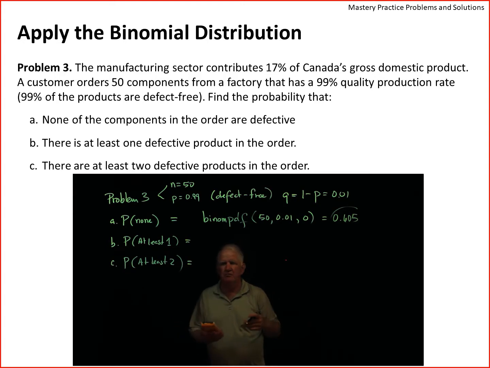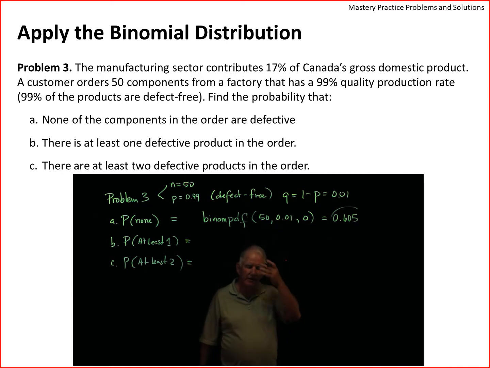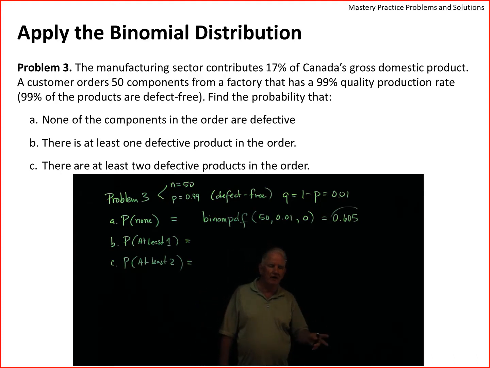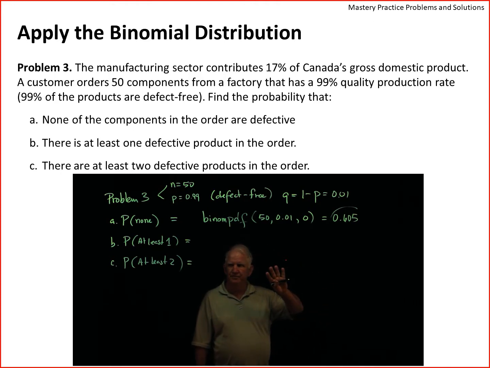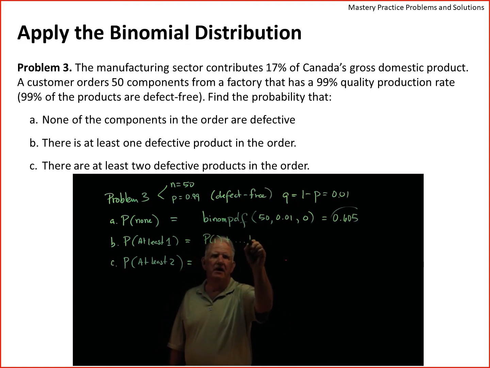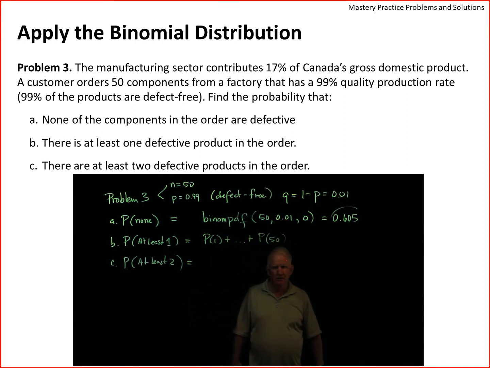Second question is, I check 50 of these, what's the probability that I get at least one defect? So let's think about that. What does at least one mean? Well, if I check 50 and I find one, that's at least one. If I check 50 and I find two, that's at least one. Check 50, find three, that's at least one. So P of at least one is P1 plus ... plus P50, okay? So I don't want to calculate all of those using binomial PDF. Instead, I would use binomial CDF.